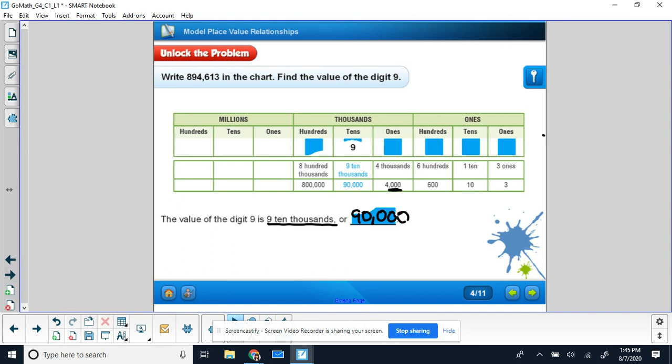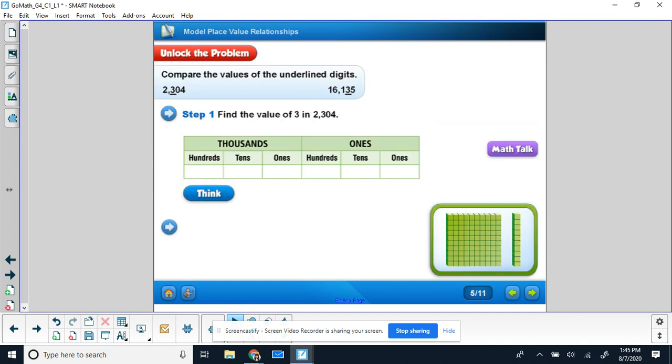Okay, moving on to the next page. Here we go. So now we have another place value chart here. This is still the same page 6. We're just on the next problem right below. So they want us to find the value of the 3 in 2,304. I'm going to circle it.